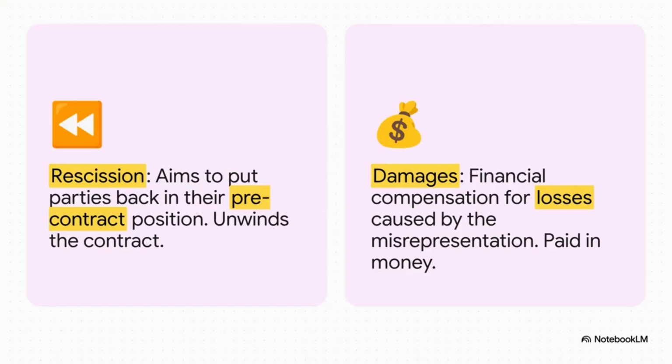Let's take a look. The two main remedies are rescission and damages. The easiest way to think of rescission is as a legal time machine. It unwinds the whole deal and tries to put everyone back where they were before the contract ever happened. That one is available for all three types. Damages, on the other hand, are simpler. It's money. It's financial compensation for the losses you've suffered. But whether you can get damages and how much depends entirely on whether the misrepresentation was fraudulent, negligent, or innocent.